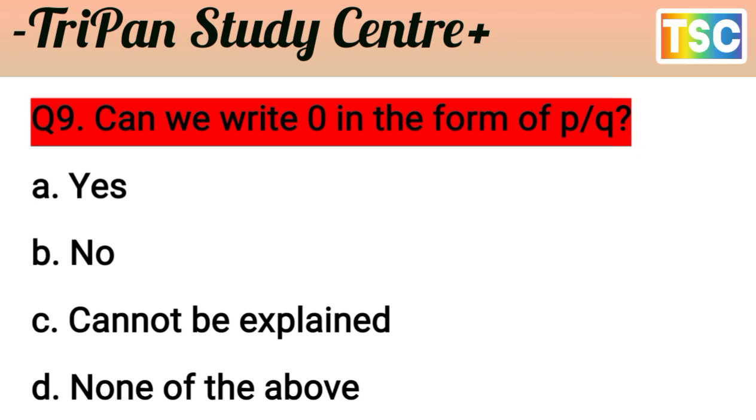Question understood? Can 0 be written in the form of P upon Q? That's important. A is yes. That's right. A is the correct answer. Yes, 0 can be written in the form of P upon Q. It means option A is correct. And let's see the next question.